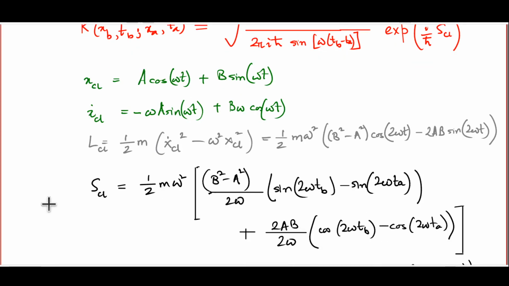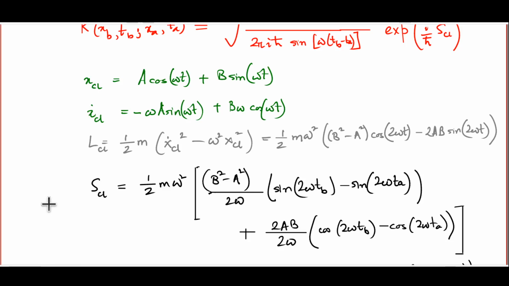Now, it is very easy to find out the classical action. After this, all you have to do is integrate the above expression for the Lagrangian with respect to time from Ta to Tb. And that integration is absolutely trivial and gives rise to this expression that you can see right now on your screen.